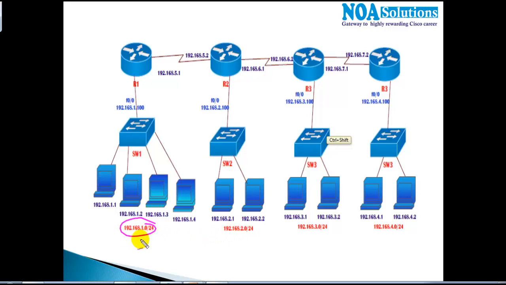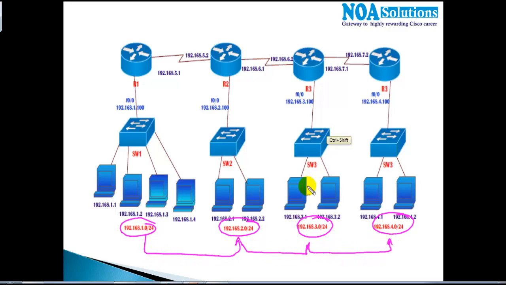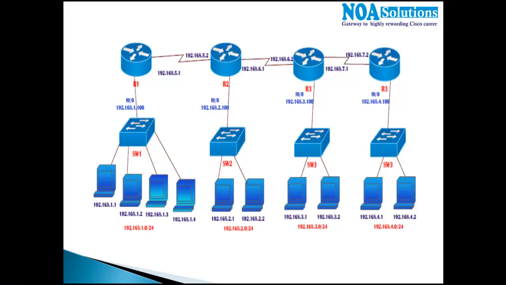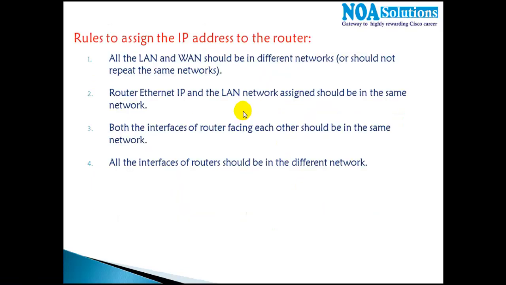So all the LANs and the WAN should be in different networks. Like I'm using the 192.168.1.0 network, the 192.168.2.0 network here, the 192.168.3.0 network, and the 192.168.4.0 network. Now once we assign these networks, you cannot repeat or reassign these same networks anywhere in your branches. This is completely my private network, so we are going to decide our own IP addressing. Okay, so that's the first rule you have to follow when we assign an IP address.